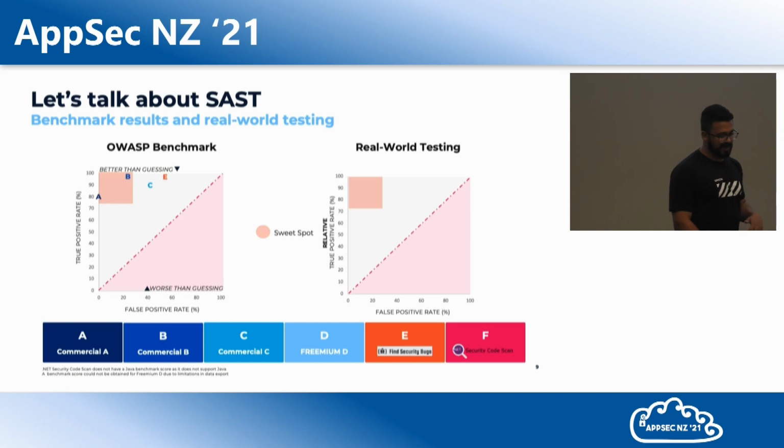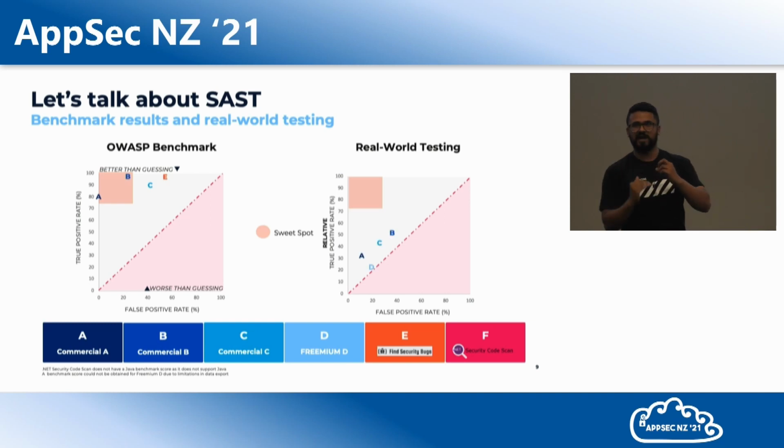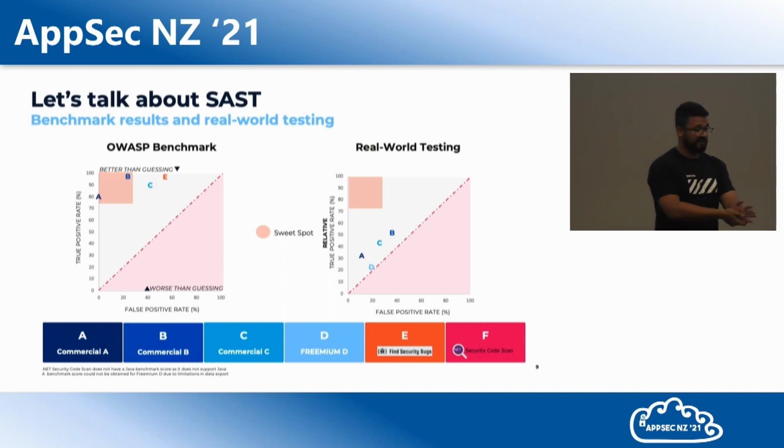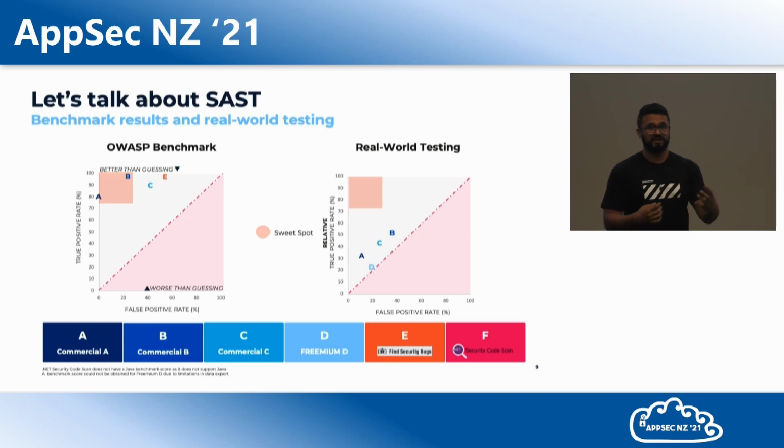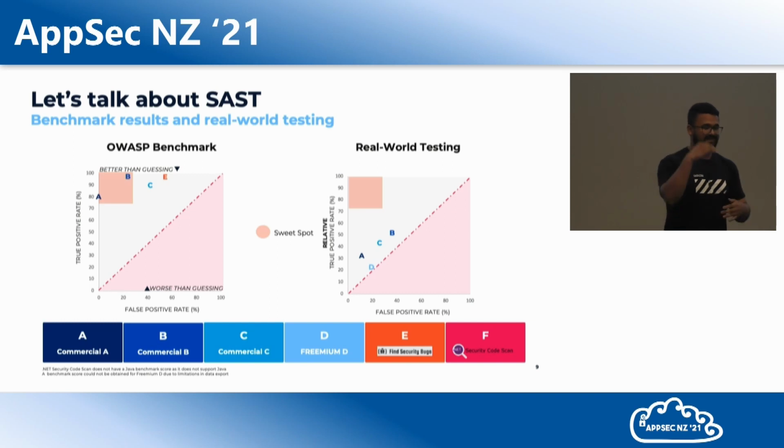When we start looking at the real world testing, things take sort of a dramatic shift downwards. What's really interesting is the false positive rates actually stayed relatively similar. There isn't a huge difference between the benchmark and real world in terms of how many they were hitting. But again, they shifted down in terms of true positives. But I'm not saying this is a terrible thing because it is relative to one another. They're still doing pretty good.